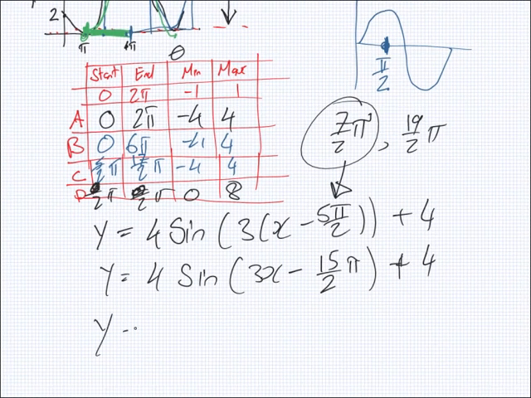Thank you. Let me just write down the correct answer and then we'll get to that. 4 sine 3x minus 21 over 2 pi plus 4.